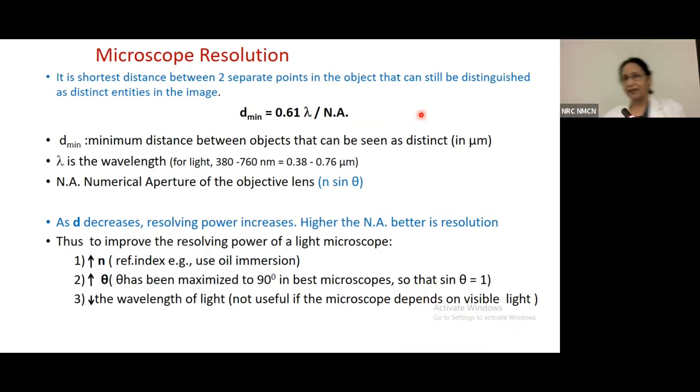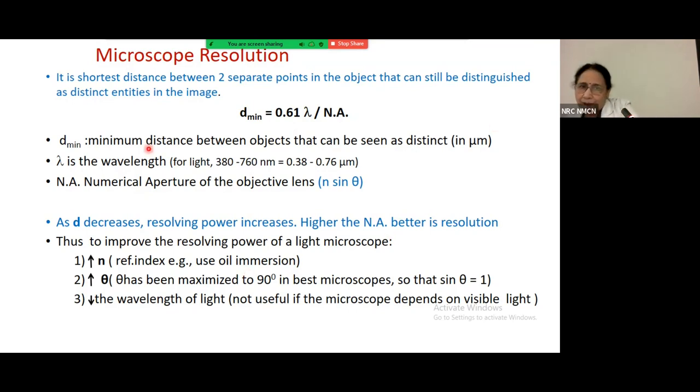The microscopic resolution is the shortest distance between two separate points in a specimen that can be distinguished as distinct entities in the image. It is shown by this formula. D minimum equals, this is the magnification coefficient, wavelength divided by numerical aperture, that is n sine theta.